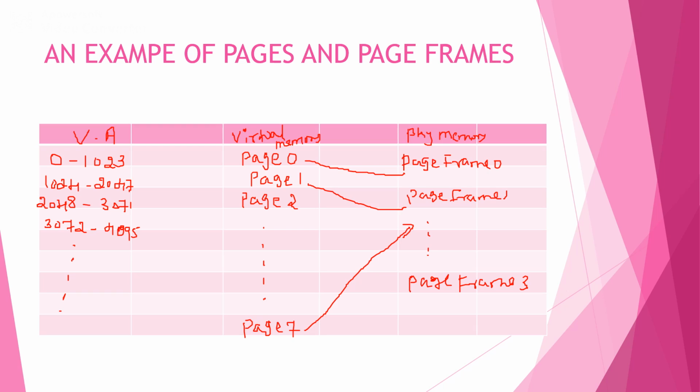So once again, we are having the physical address, like 0 to 1023, 1024 to 2047, and so on, and 3072 to 4095. So I can say that we are having limited physical address space compared with the virtual address space.